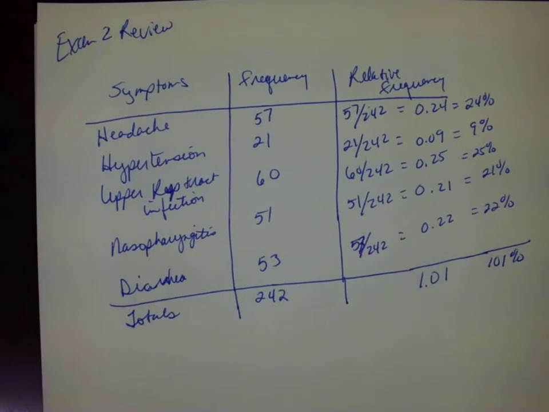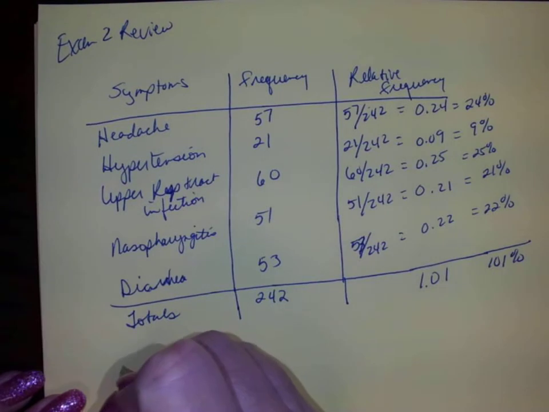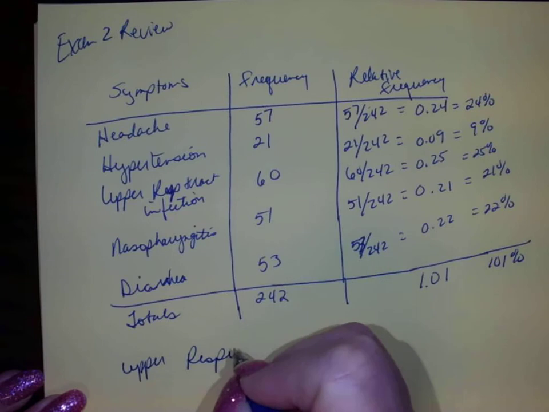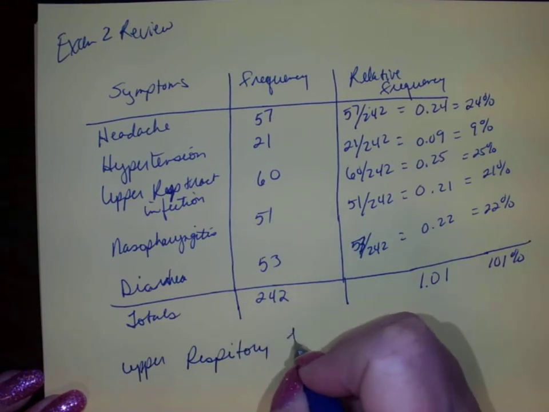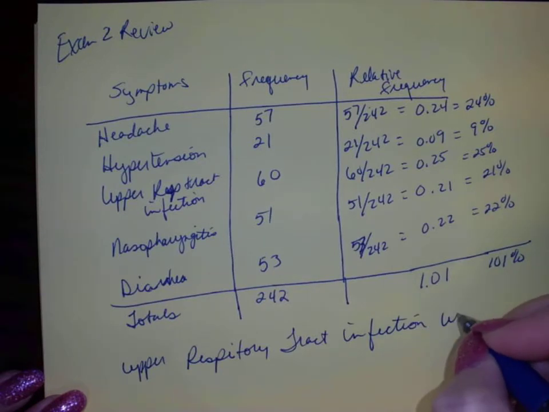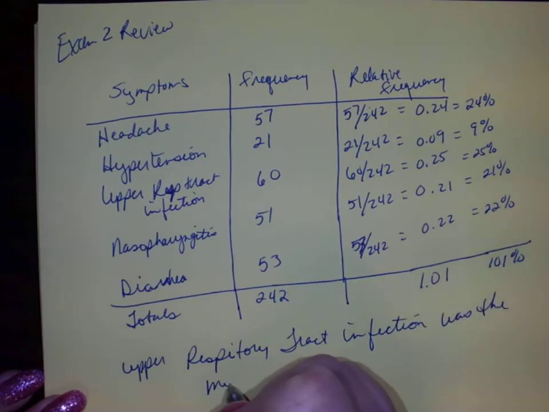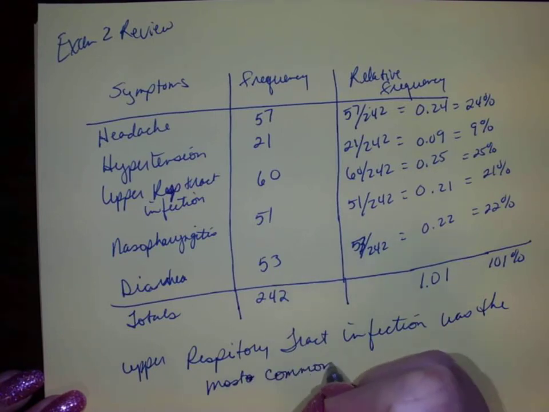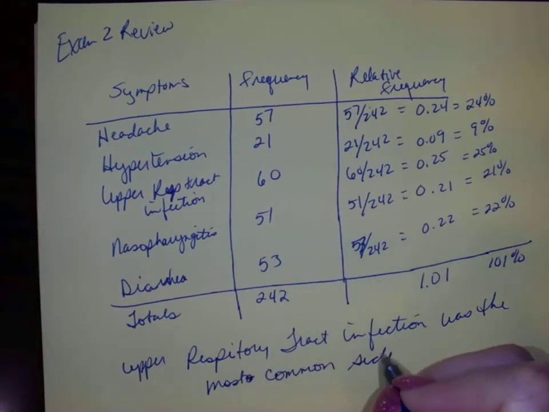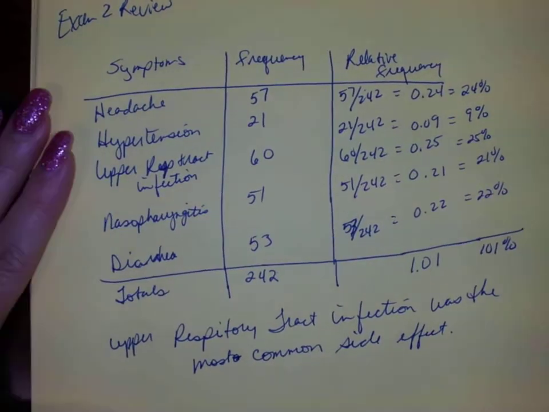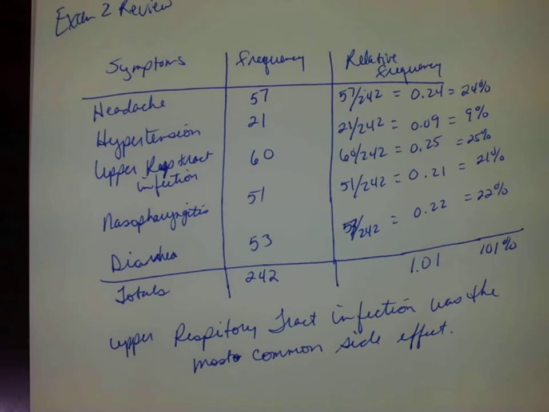All right. And then it asked, what side effect was the most common? Well, that's going to be the one with the largest. So upper respiratory tract infection was the most common side effect. All right. So know how to do a chart and know how to pull some information out of there.